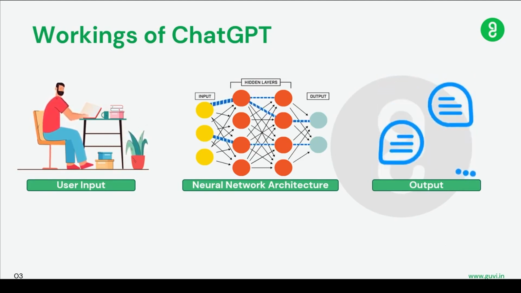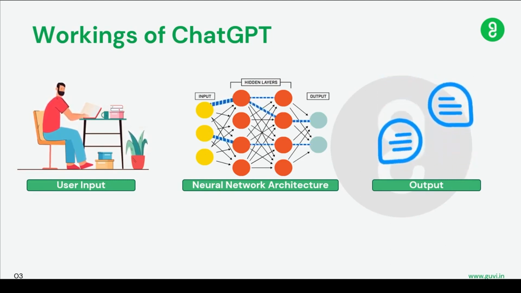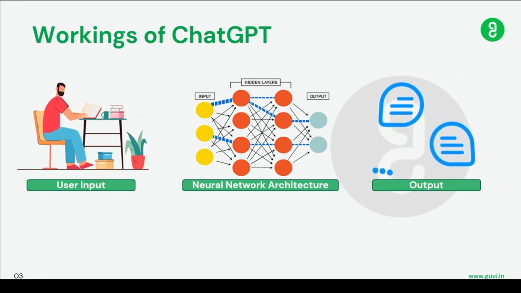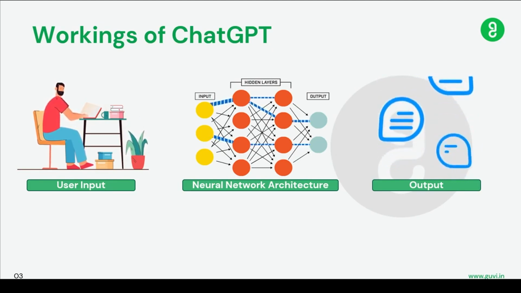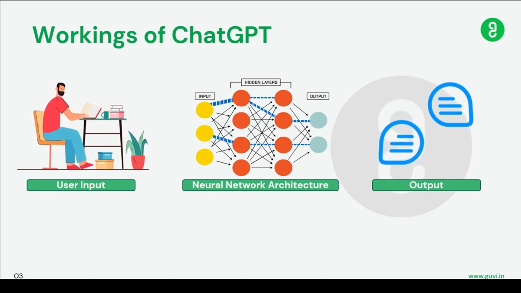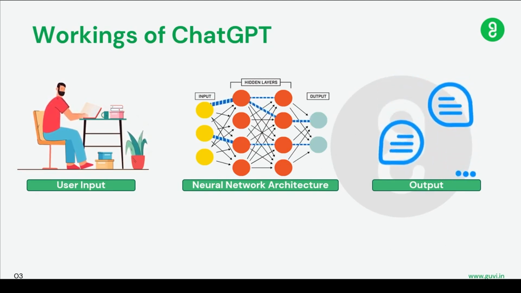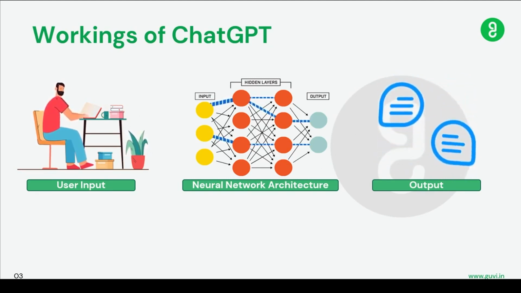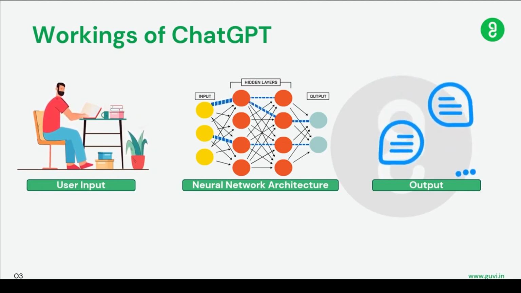The response is generated by sampling the output distribution of the decoder, which is a probability distribution over the subword vocabulary. ChatGPT also incorporates several techniques to improve the quality of the generated responses. These techniques involve fine-tuning the model on specific tasks, using ensembled models to generate more diverse responses, and incorporating user feedback to improve the model's performance.